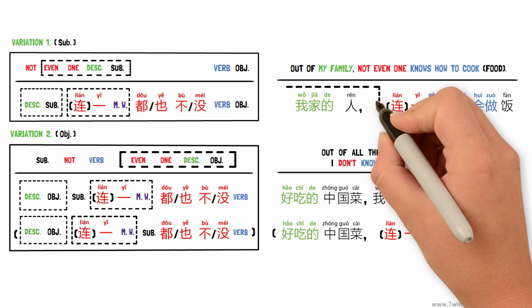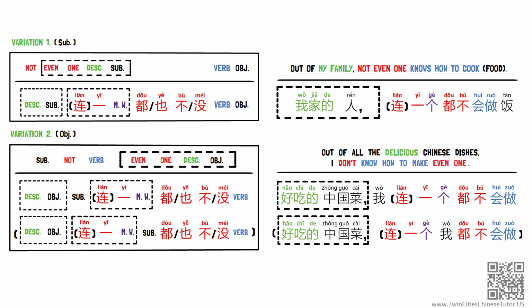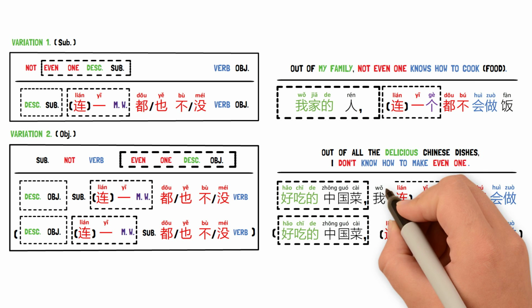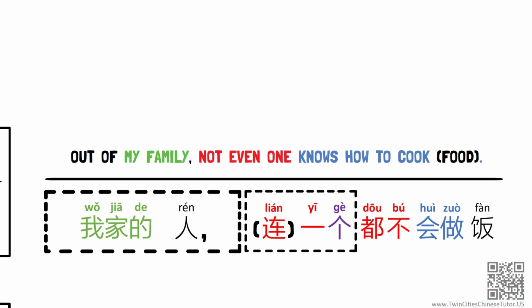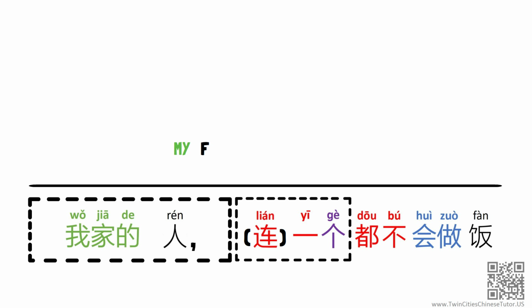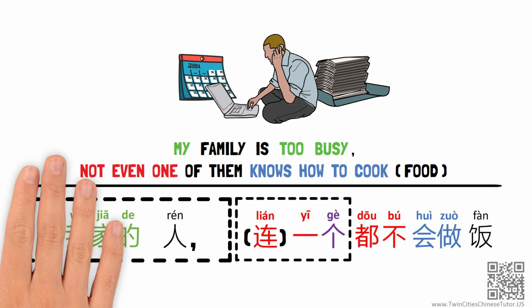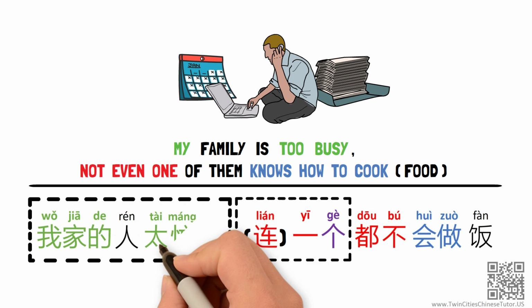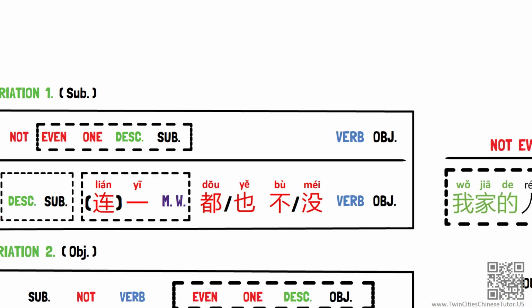More interestingly, as long as the collective noun is mentioned previously in the conversation and people know that it is what you're talking about, we can just go right into the second half of the pattern. For example, if Ellie says, "My family is too busy. Not even one of them knows how to cook." We can say in Chinese, 我家的人太忙了，一个都不会做饭。Let's practice.